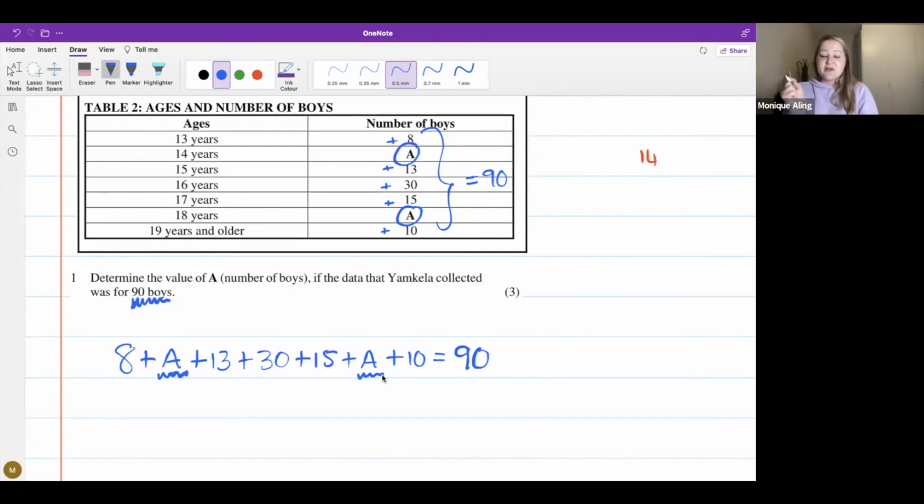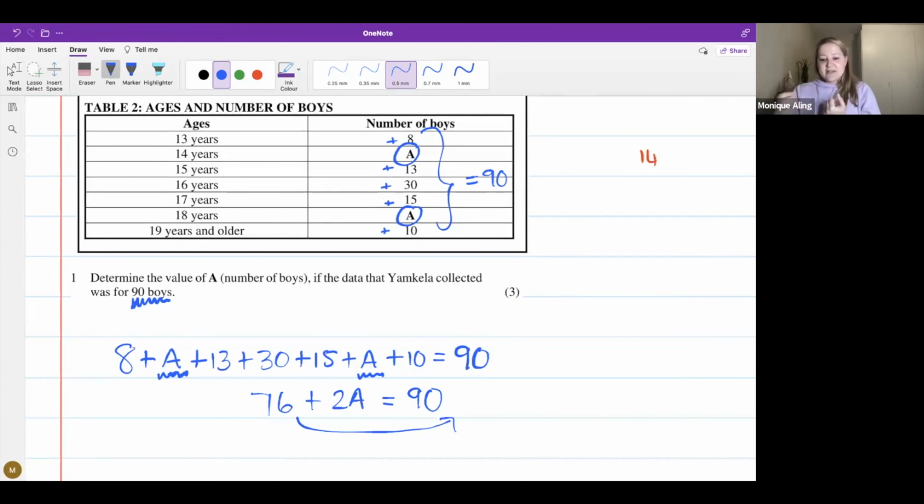So I'm just going to try and make this look a little bit less confusing. I'm going to add up all the numbers: 8 plus 13 plus 30 plus 15 plus 10. When I add up the numbers, I get 76, and I have two A's left over. Then you can understand it as, we need to take the 76 to the other side of the equal sign, because we need to get A by itself, since we want to know what A is equal to.